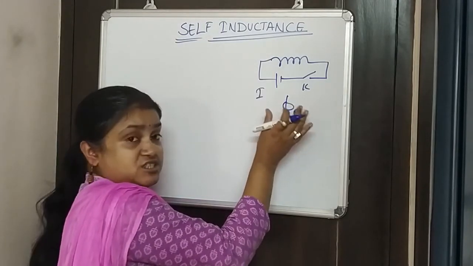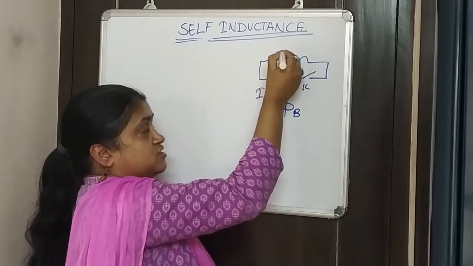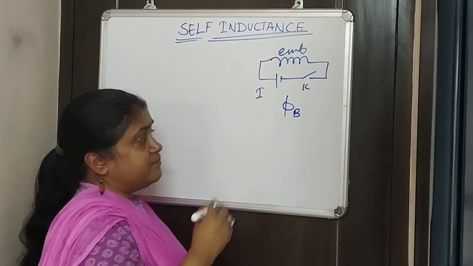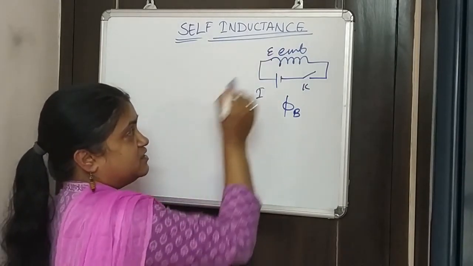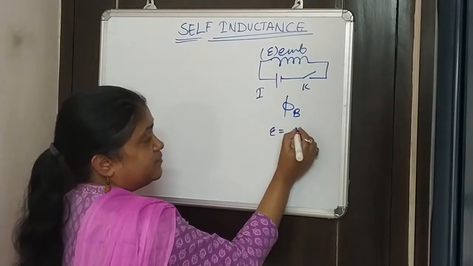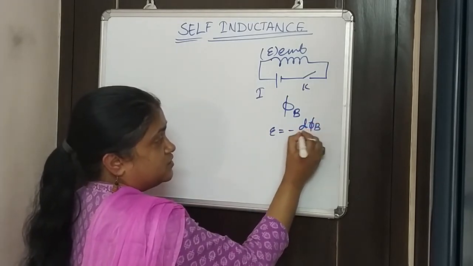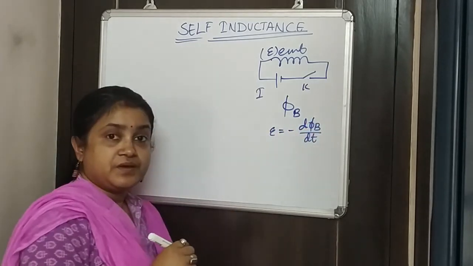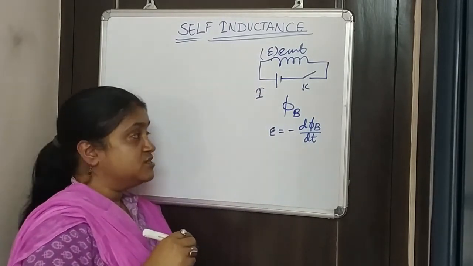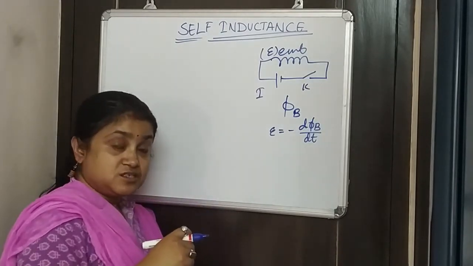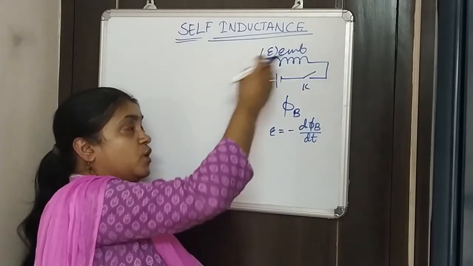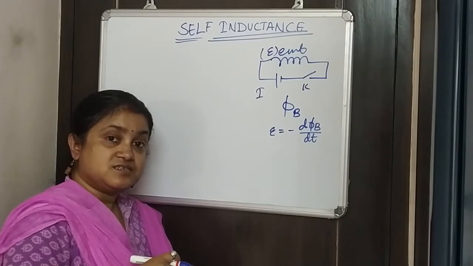that change of magnetic flux would produce a kind of EMF, right? And this EMF, suppose EMF E is produced here. From Faraday's law we know that this EMF is equal to d phi B by dt, right? Now when such EMF is produced due to change in magnetic flux, and the change in magnetic flux is due to the change in current, we call this self-inductance.